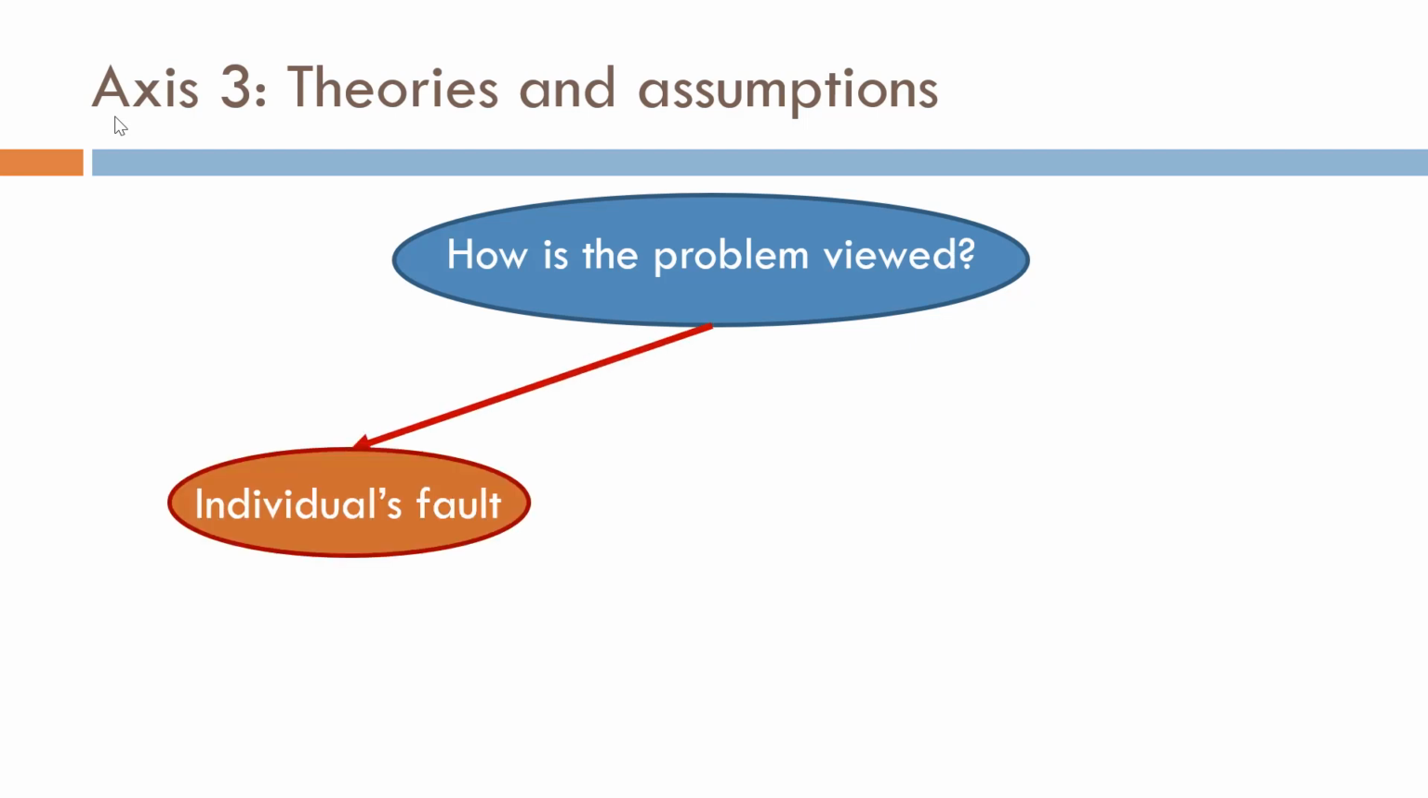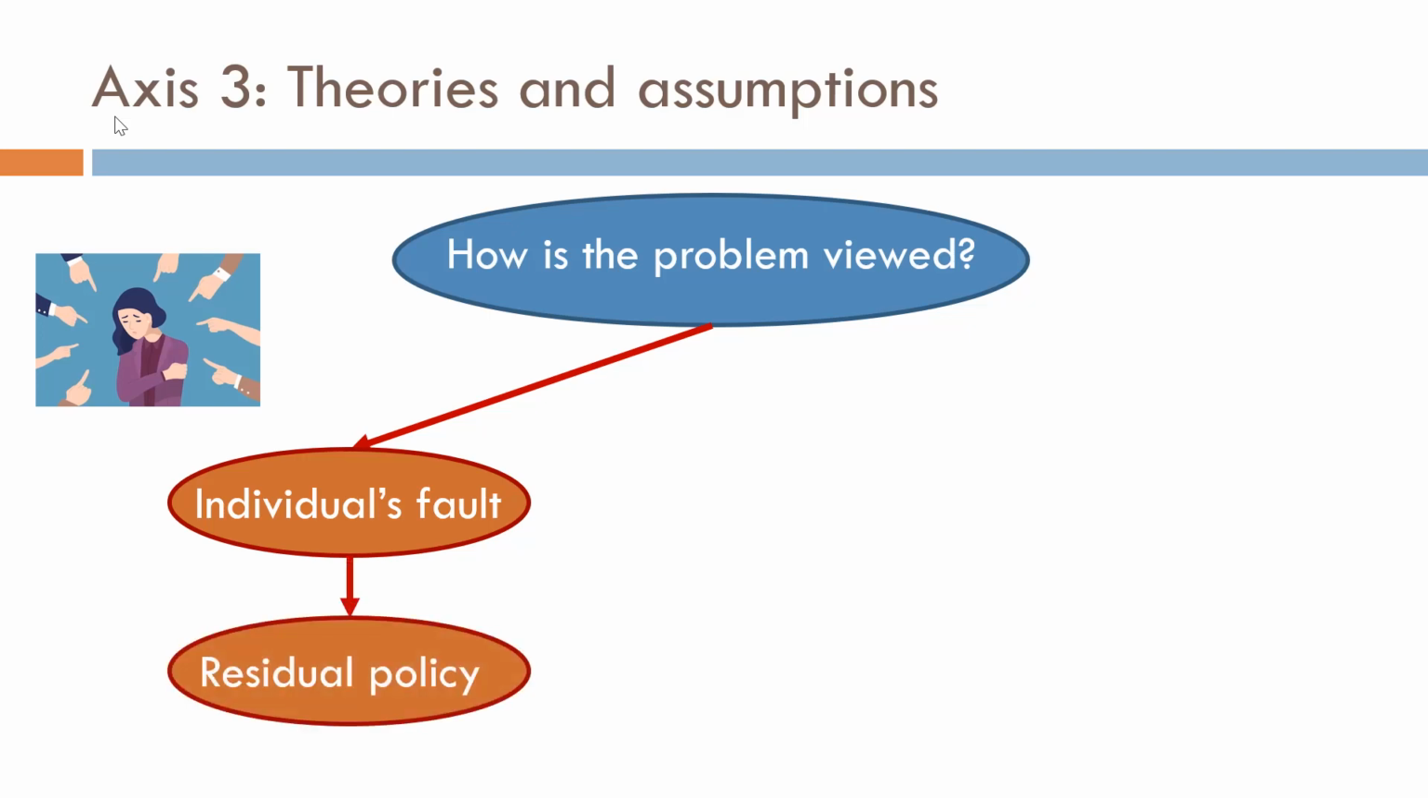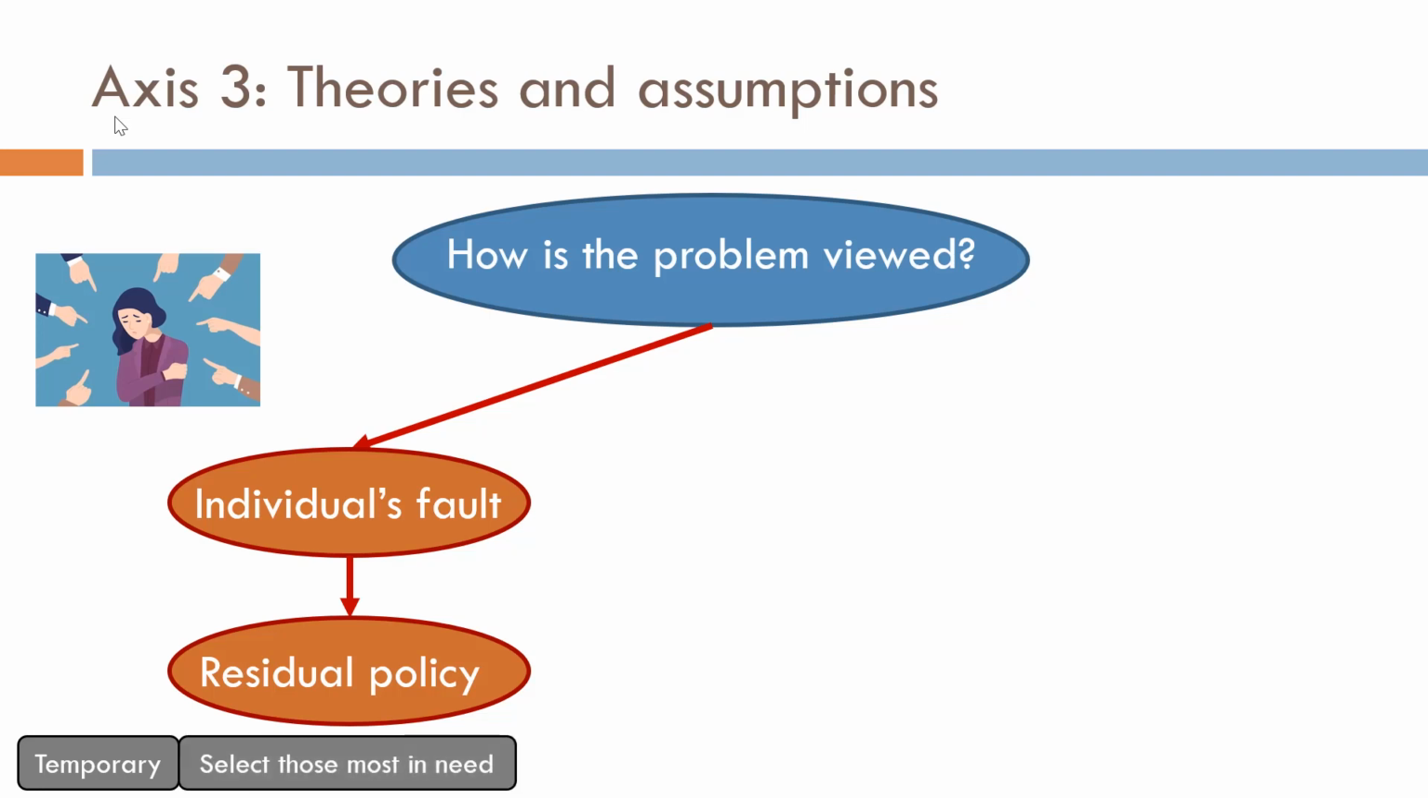If people believe that the problem is an individual person's fault, like they did something wrong, they didn't work hard enough, etc., then the policy that comes from that belief is going to be residual. In other words, it's temporary. It selects only those most in need, so all those eligibility criteria that I mentioned earlier. And it is only for emergency purposes, which is why it's temporary. So the idea here is that this is a situation that came up and the policy is going to help those folks, but only those folks, and only because it's an emergency situation.